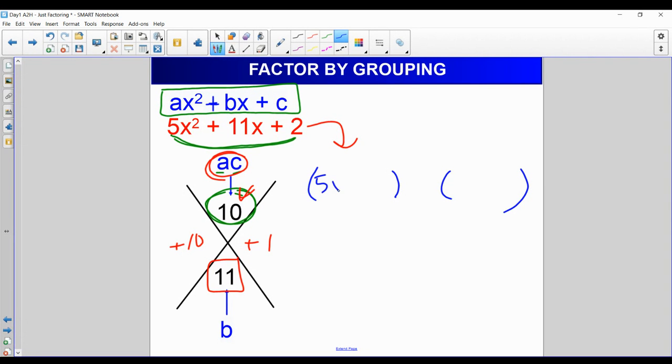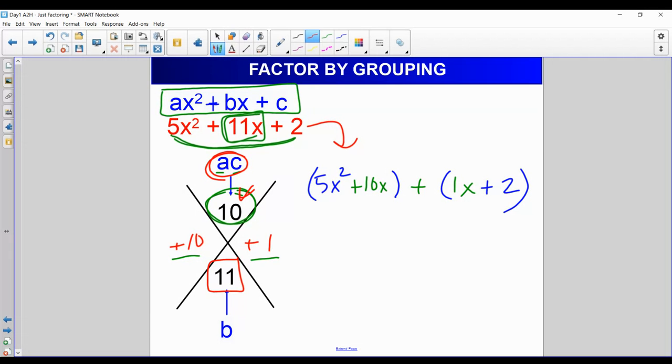I'm going to take the first term, 5x squared. I'm going to take the last term, the plus 2, the constant term, and what I am doing is splitting up this middle term into these two pieces. So I'm going to say plus 10x, and then this is adding, right, 1x. So I've rewritten what was 3 terms into 4 terms, and I've got them grouped together.